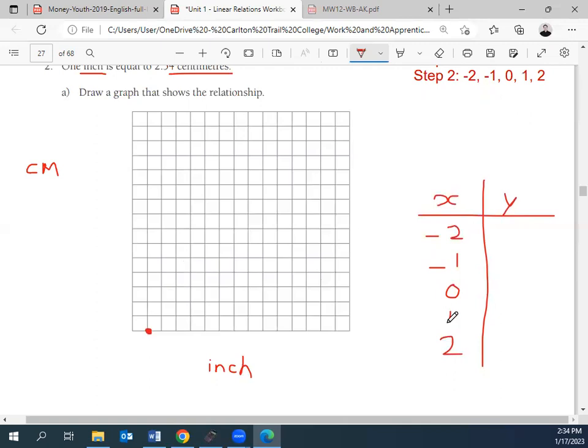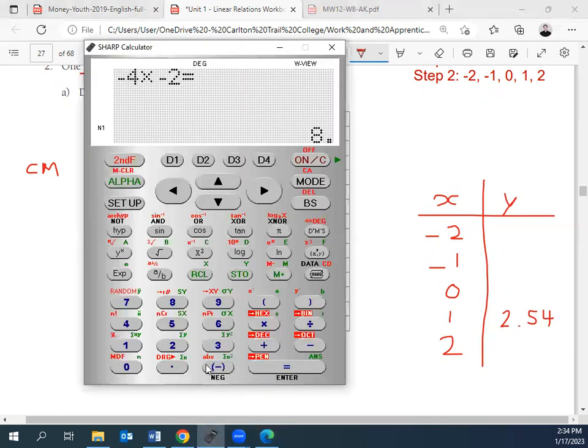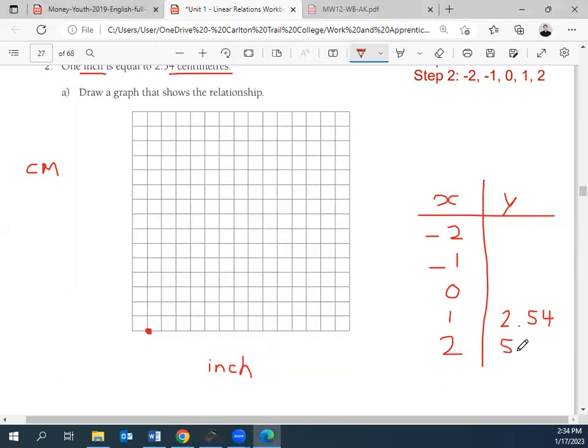But I already know that when I have 1 inch, that's my X, I have 2.54 centimeters, because it tells me that. So for every 1 inch I go up, I get 2.54 centimeters, which means this is just going to be 2 times 2.54. This one over here is just going to be 5.08. I know that if I have 0 inches, I'm going to have 0 centimeters.